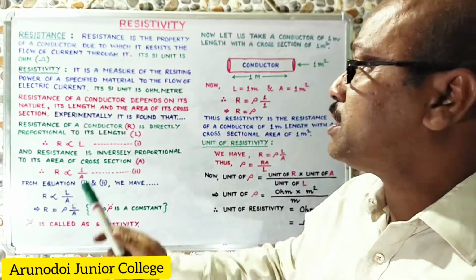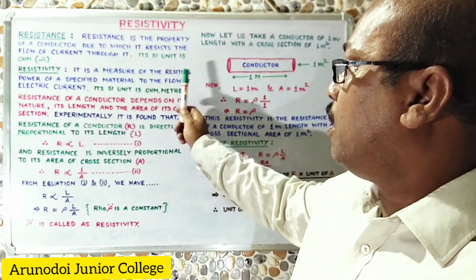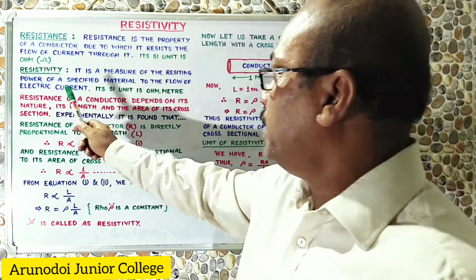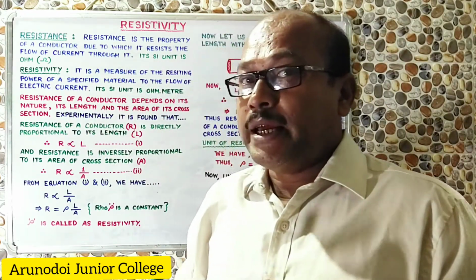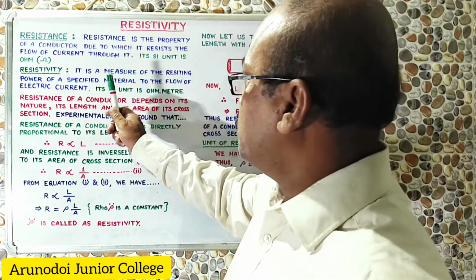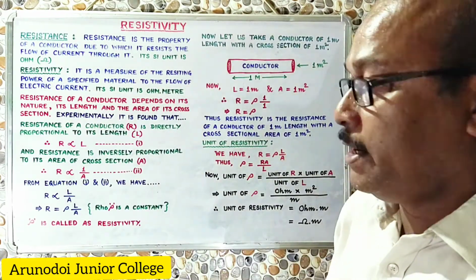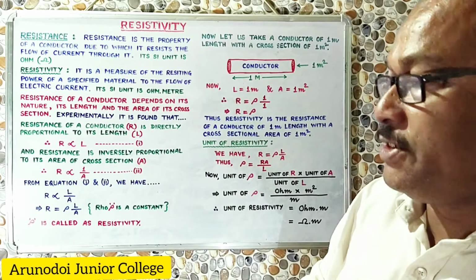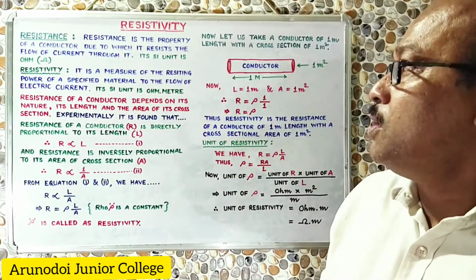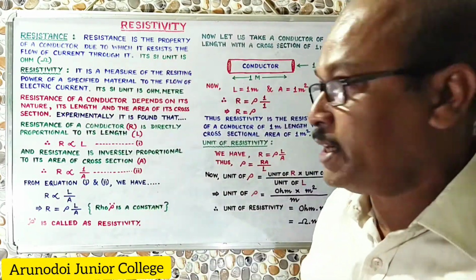But today we are coming to discuss resistivity. What is resistivity? It is the measure of the resisting power of a specified material to the flow of electric current. So resistivity is a measure that helps you find out the resisting power of a specified material to the flow of electric current, and its unit is ohm meter. We will understand what resistivity is if we discuss the following things.